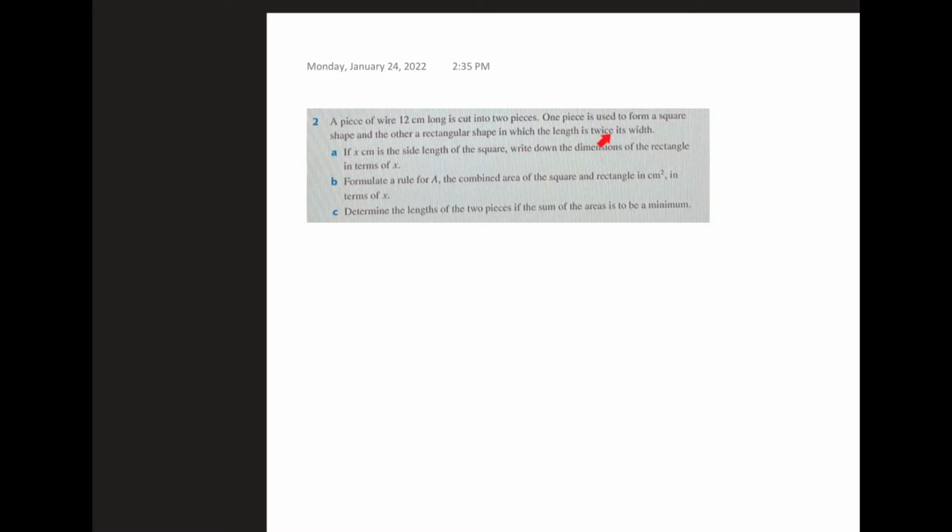is twice its width. Okay, so that means imagine that you have a piece of wire which is 12 cm long. So you cut it into a square shape and then another into a rectangle. The rectangle is where the length is twice its width. Okay, now let's see part A.